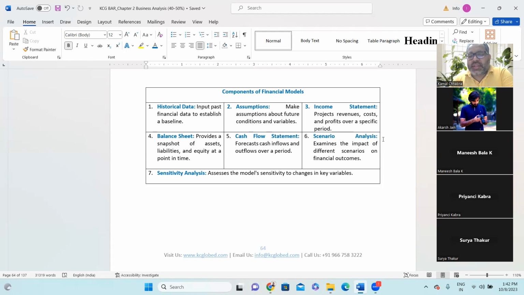So you can do various scenario analyses by using the financial model. Last one is sensitivity analysis, which we have discussed: assessing whether the model is sensitive to change in the key variable. If there is a change in one variable, how will it impact the overall result, right? So these are the components which you need to use when you are making financial models, right? Any doubt?